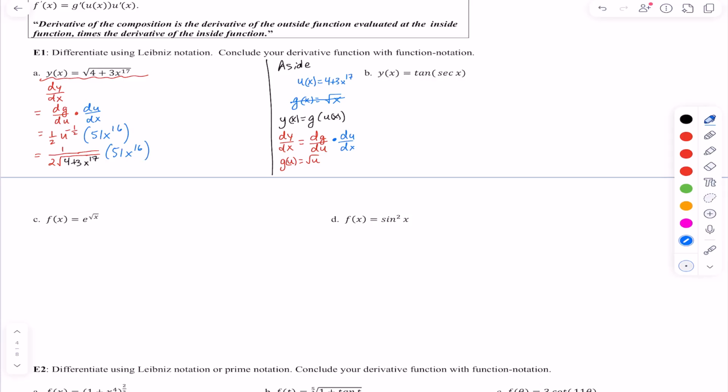And if you multiply those two together, you could actually simplify and get an answer. I'm going to go ahead and conclude with function notation or prime notation.